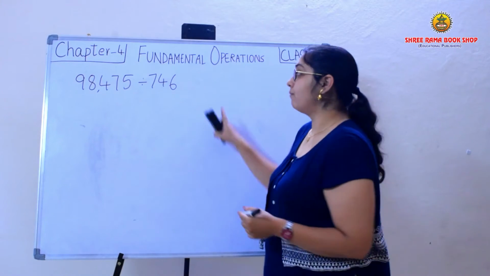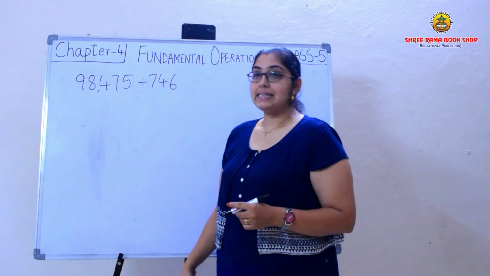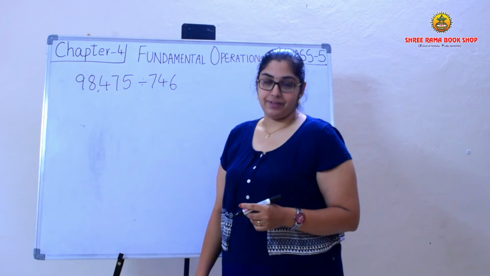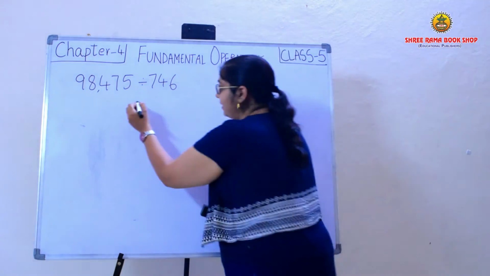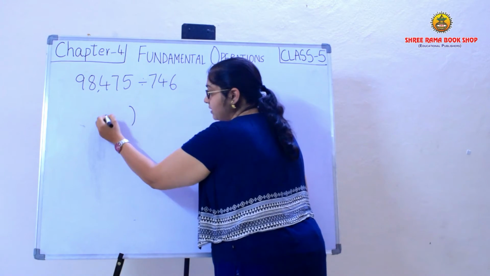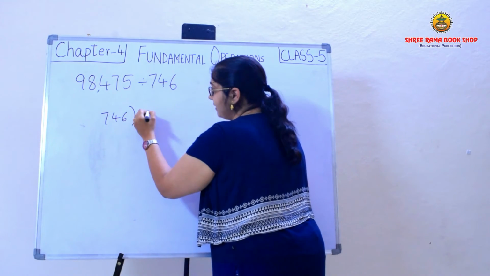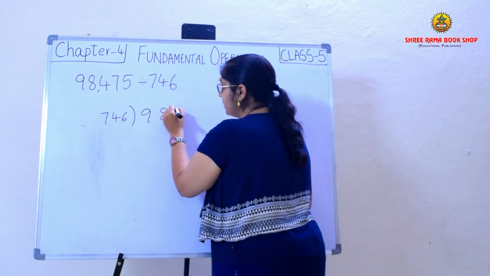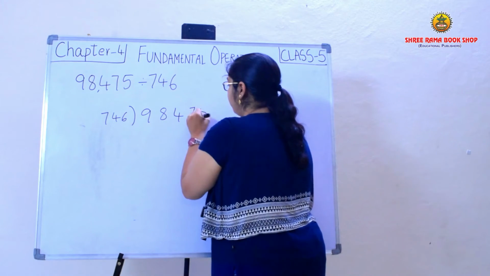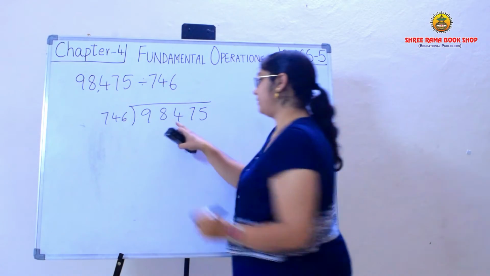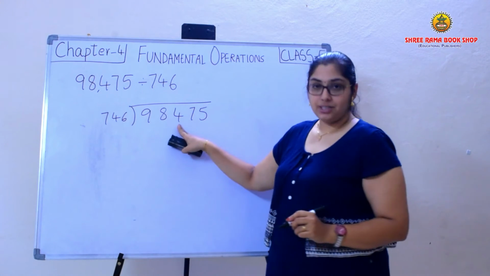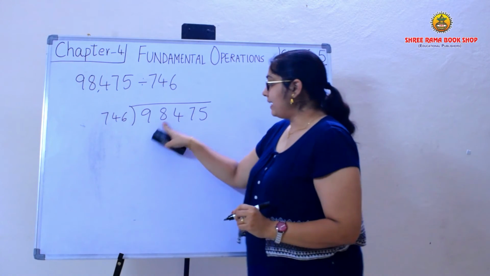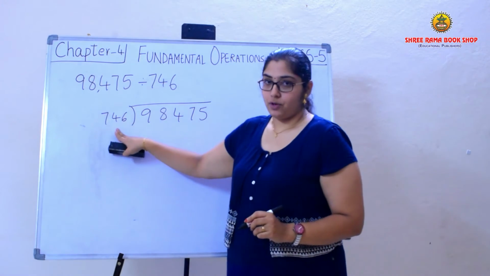Now children, I have taken one more example on the board. It is 98,475 divided by 746. So I will write the divisor outside, it is 746, and the dividend inside, 98475. So here it is the dividend and it is the divisor, right? Now I will be taking the first 3 digits of the number because 984 is greater than 746.